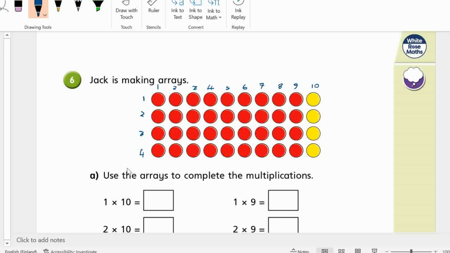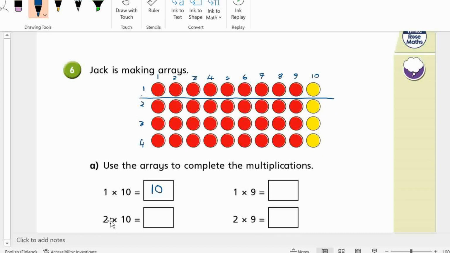Okay, well, 1 times 10. So 1 times 10, I'll try and do a straight line. There, 1 times 10, what do we get? How many counters are there? Well, it must be 10, right? 1, 2, 3, 4, 5, 6, 7, 8, 9, 10. That's one row of 10. Okay, moving on. Now they ask for 2 times 10.